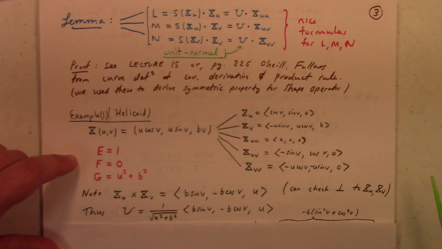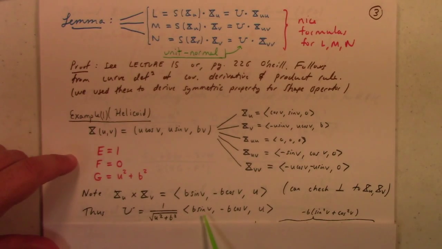Oh, yeah. Sorry, I was looking for EG minus F squared, and I couldn't see it for a second. EG is U squared plus B squared, F squared is 0, so that is EG minus F squared, as I was hoping for. Or the W. Sorry, I said I wasn't going to talk about it. Can't stop. Alright, anyway, so B sine V, minus B cosine V, U from the cross product of this and that.